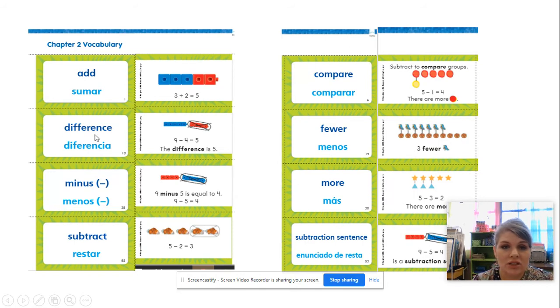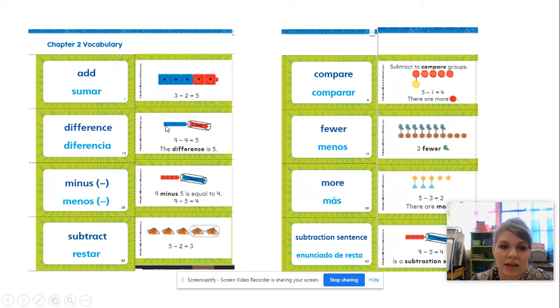Okay, the next word is difference. Difference is what you get at the end of a subtraction fact or a subtraction sentence. So if you'll look, you have some blue and some red, and all together, those blue and red made 9. So what happened was 4 of them are taken away, and they are left with a difference of 5.